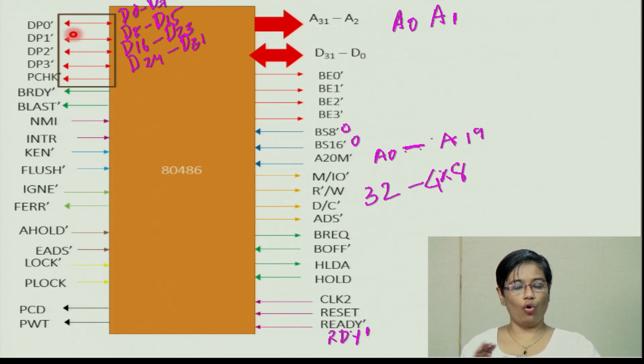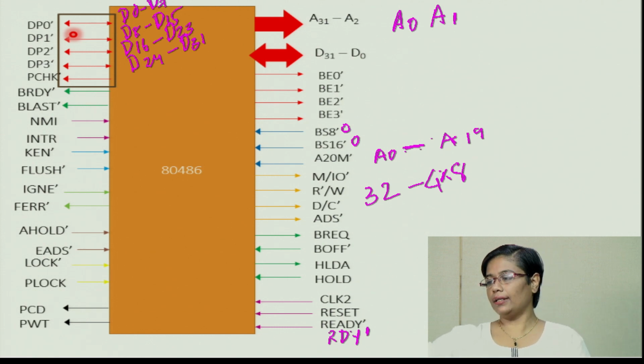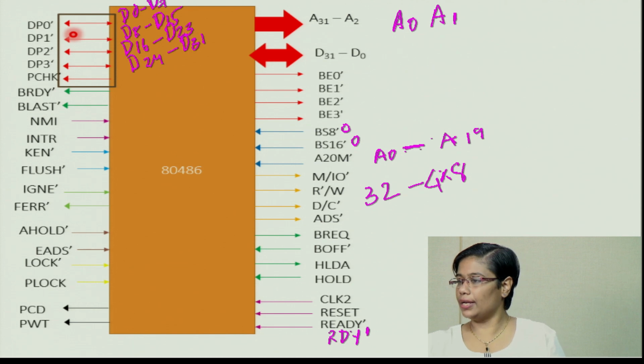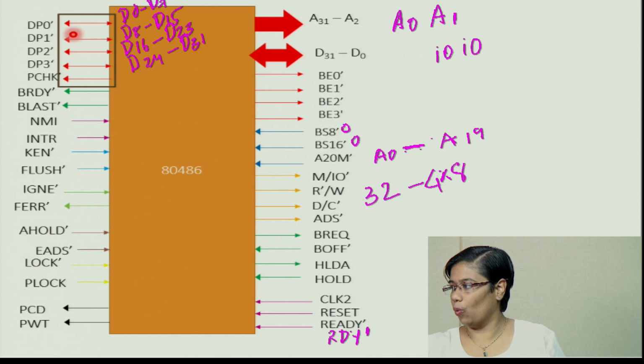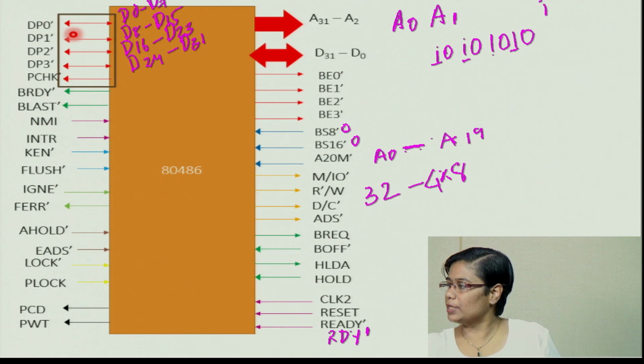Now, what is followed by 80486 is even parity. So it ensures that there is always an even number of ones. That is what is going to be used for parity checking. So if the data available on D0 to D7 happens to be 10101010, which is equivalent to AA, there are 4 ones available in it, which is going to be an even number of ones. So DP0 in this particular case will be 0.